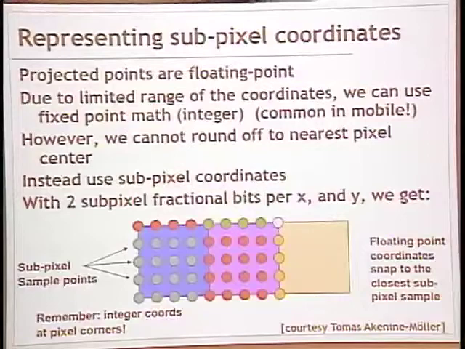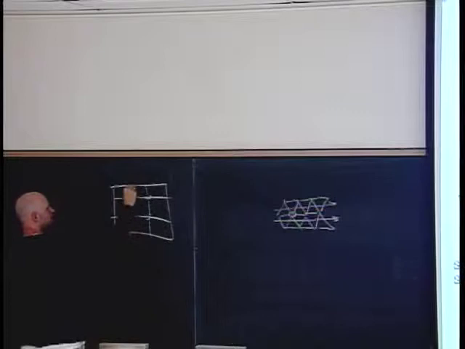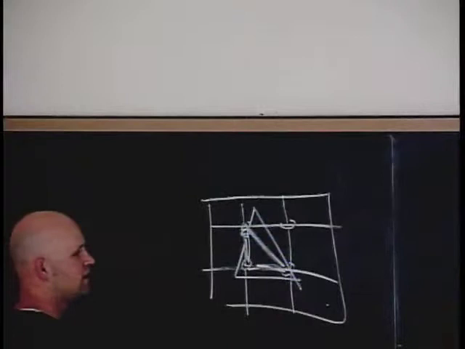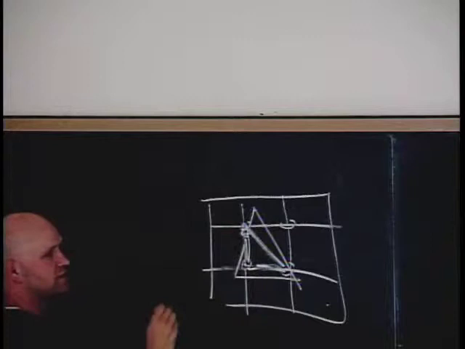Now I'm going to use the board again, sorry. Okay, we're going to have sort of our pixel grid here, and we're going to have points here. What we don't want to do is say, all right, we've got a triangle here, here, and here, and then approximate that triangle by only rounding off to pixel centers. Okay? That's a pretty bad approximation, if we take every point and round it to its closest pixel center.